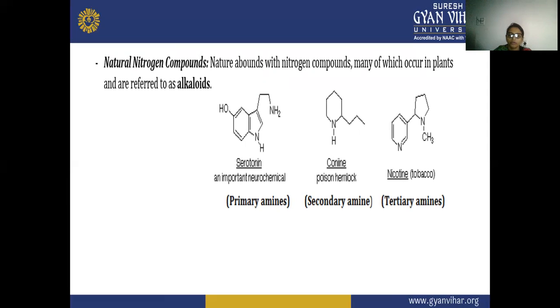Serotonin is an important neurochemical. This is a primary amine. Below you can see two hydrogen atoms attached, which means one hydrogen is replaced by the alkyl chain, so its name is primary amine. In the secondary amine, you can see the molecule has two hydrogen atoms replaced here. And in the third, nicotine, you can see that all the hydrogens have been replaced.